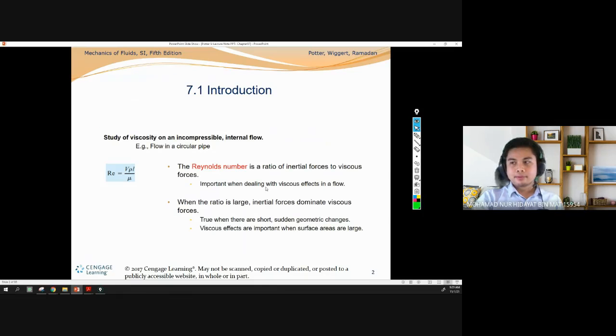So in the internal flow, as I mentioned before, there are many parameters involved. One of them is viscosity. Do you know viscosity, which is resistance to flow, on the incompressible and internal? So this is condition 2. What is incompressible? I want to know your understanding. What do you know about incompressible?